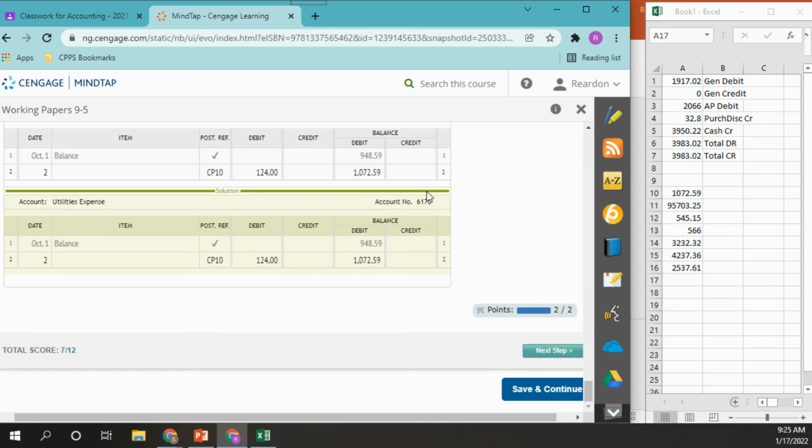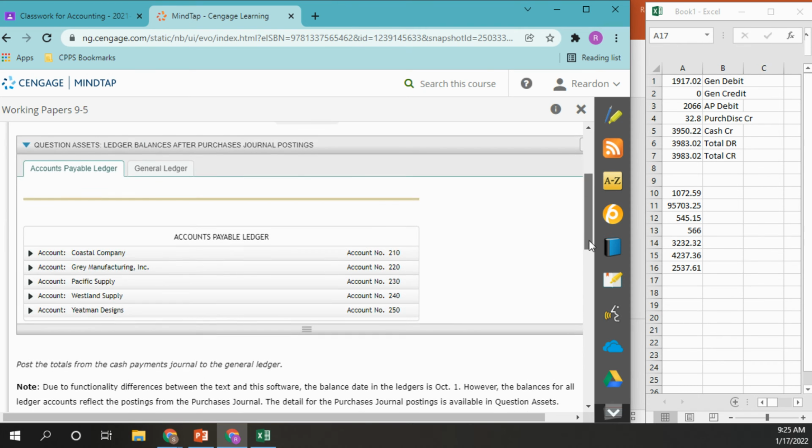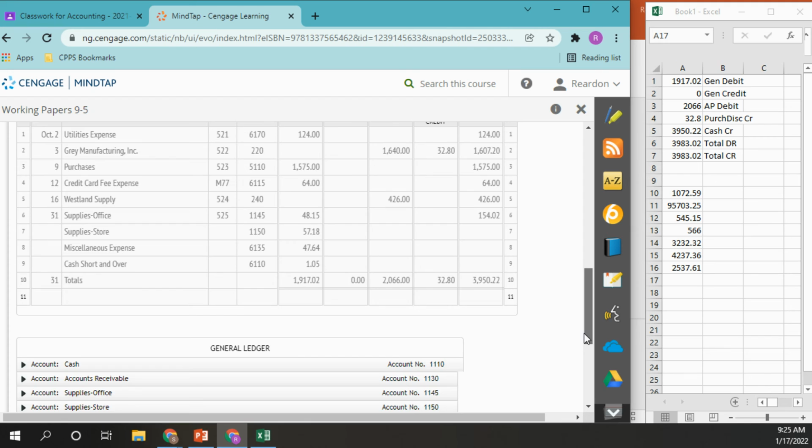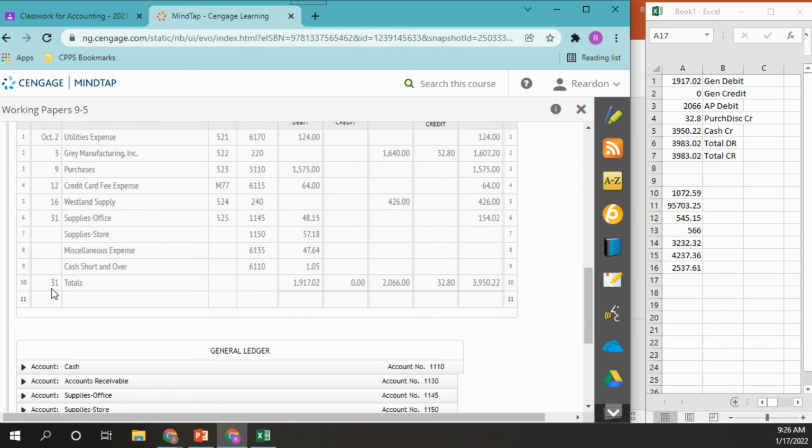All right, looks like I got that right. Looks good. Next step, post cash payments journal totals. Okay. So I've got my totals down here at the bottom, and I've already single ruled and put the date and column totals there. We did that in step 1.